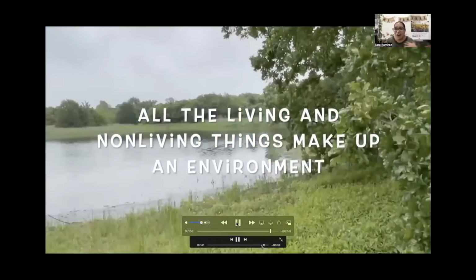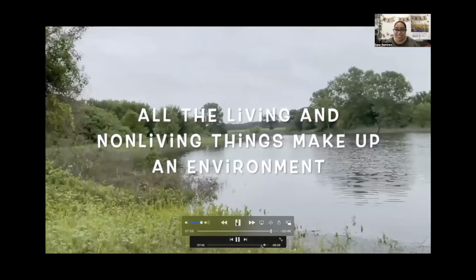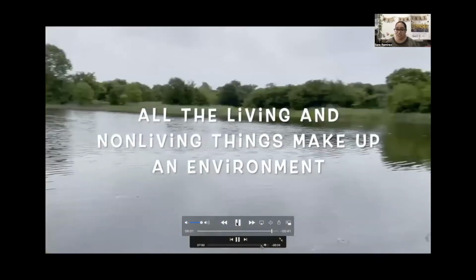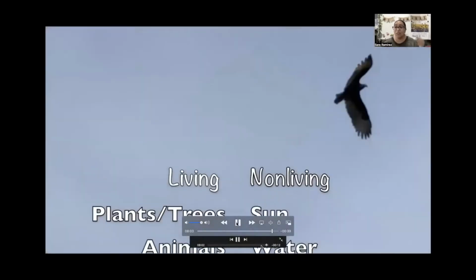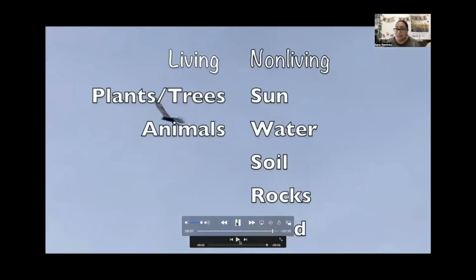So look at all those birds. We have the clouds and the sun. We have a pond. So an environment consists of living things and non-living things. So just remember, examples of living things would be things like plants, trees, animals, and then non-living things that can be found in the outside environment are things like the sun, the water, the soil or the dirt, rocks, and the wind. Those are all examples of non-living things.